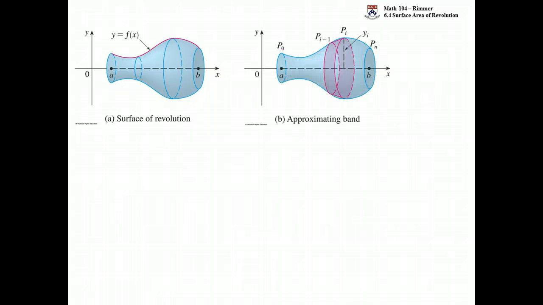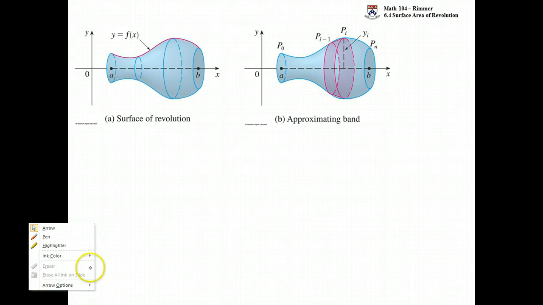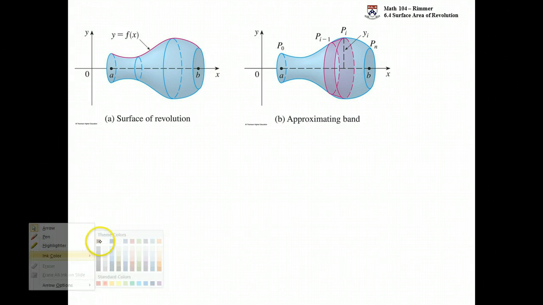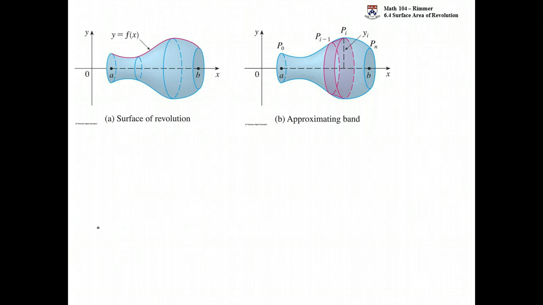So here's what we're going to do. We're going to chop that interval from a to b up into subintervals. And so here's a typical subinterval. Call it the ith subinterval. And we want to take a look at the band that's created by that. We connect the 2 points here. Call one x sub i minus 1, and the other x sub i.